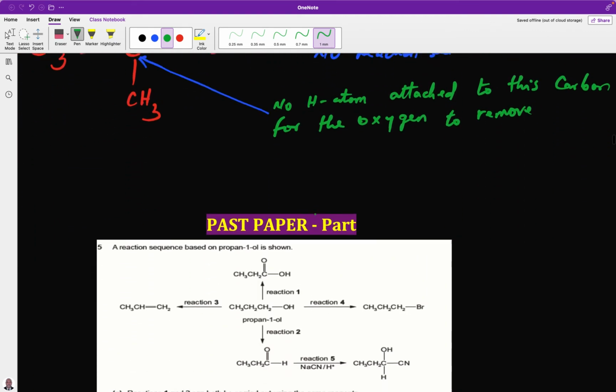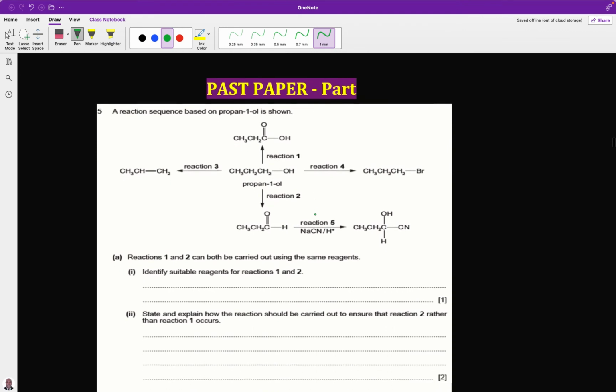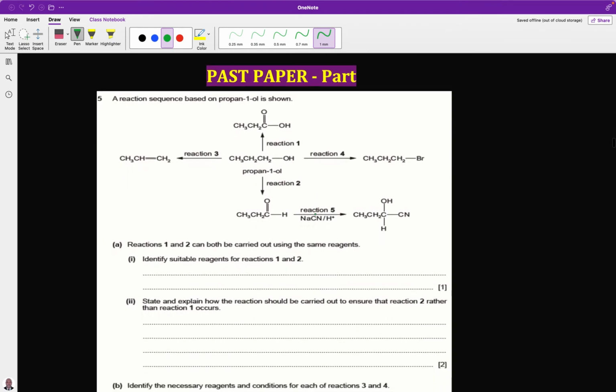Finally, we will have to solve a past examination question paper here. This is part and related to our lesson. You have the question paper here.